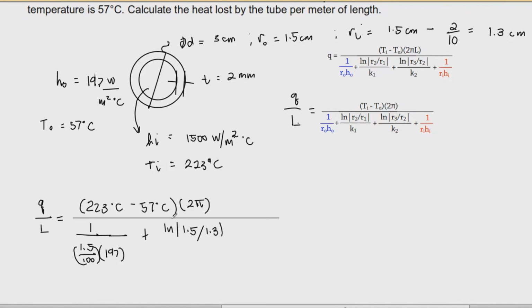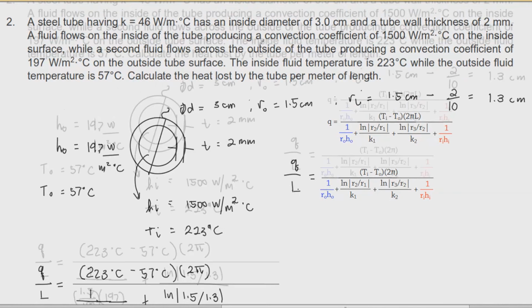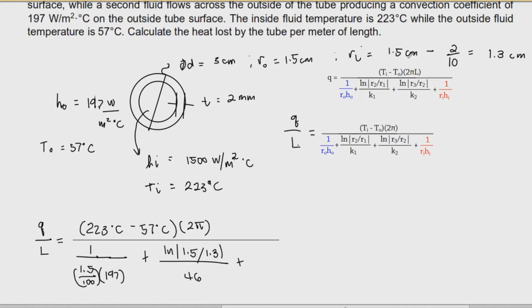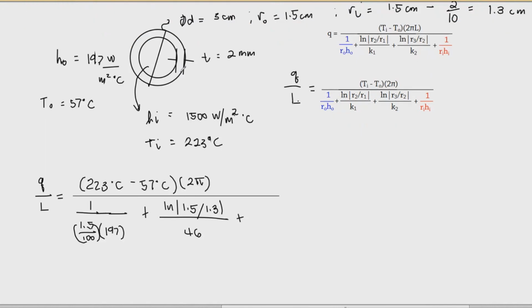I don't have to convert it to meters since this is a logarithmic difference. So that is divided by k_1. k_1 is the thermal conductivity of our steel tube, which is 46. Now, do I have to add something like ln of R sub 3 over R sub 2? I don't have to do that since we actually don't have any insulation. It's just the steel pipe with some thickness. So we just have one resistance here, one resistance from conduction.